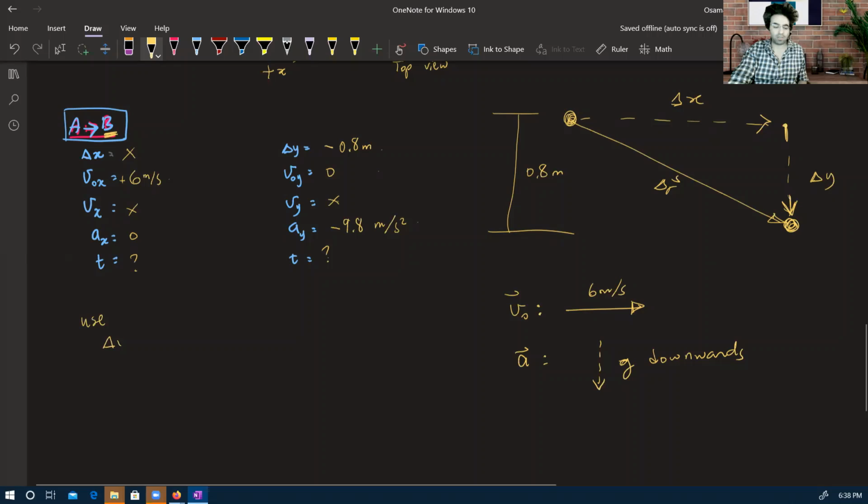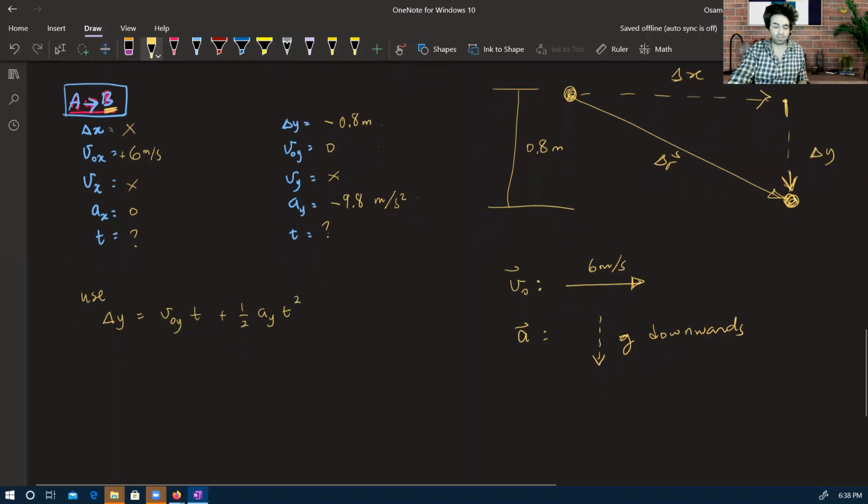So to find the time, use delta y is equal to v naught y times t plus half the acceleration in the y direction times t squared. I'm looking for t, so I'm going to manipulate this equation to isolate t, and then plug in the numbers. Because this is a quadratic equation, I can use the quadratic formula, which if you remember, happens when you have ax squared plus bx plus c equal to 0. Then x is equal to minus b plus or minus the square root and so on.